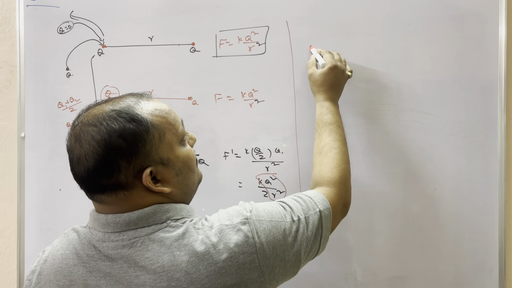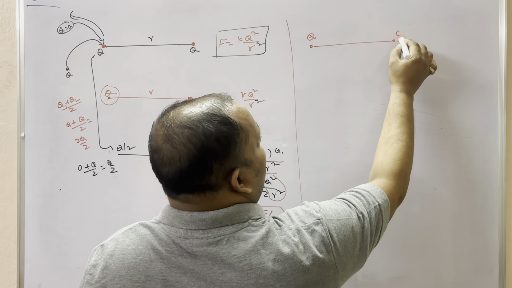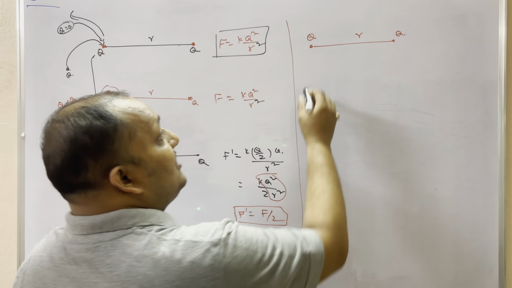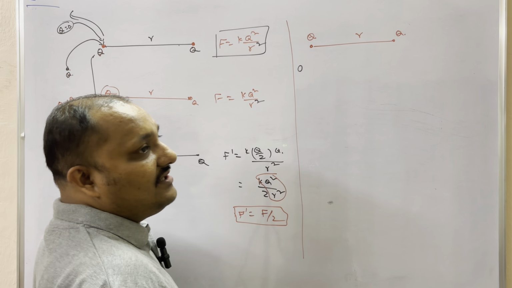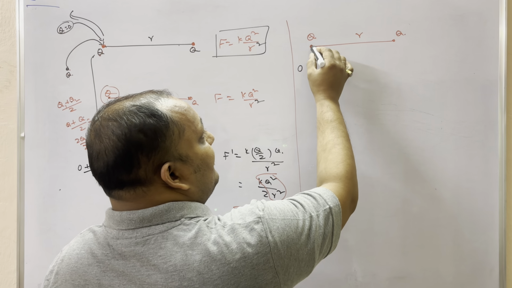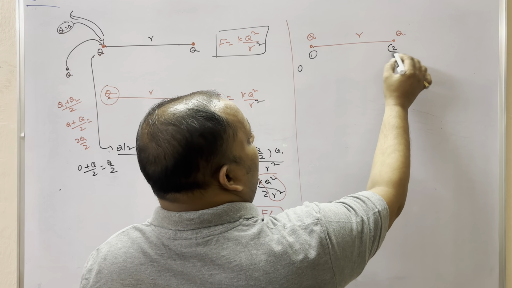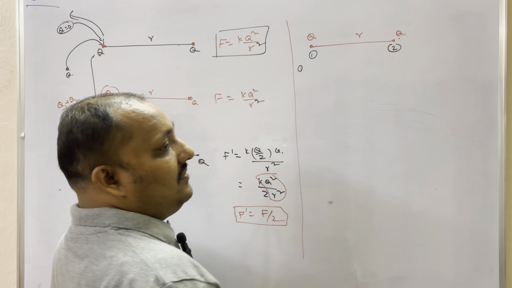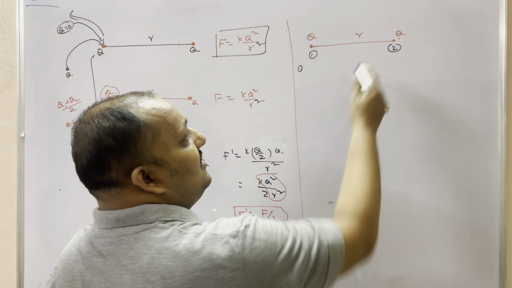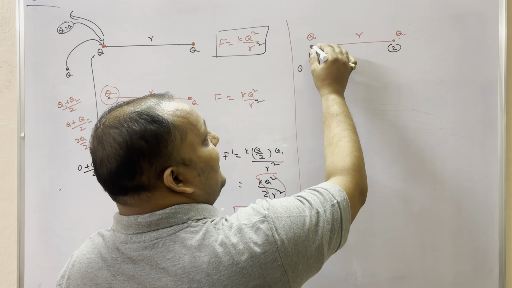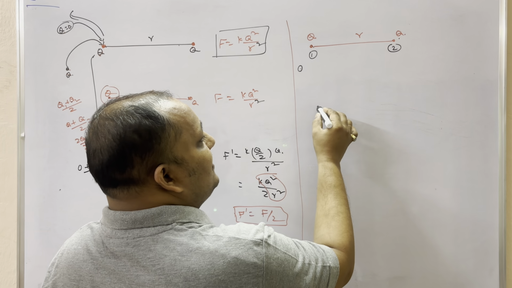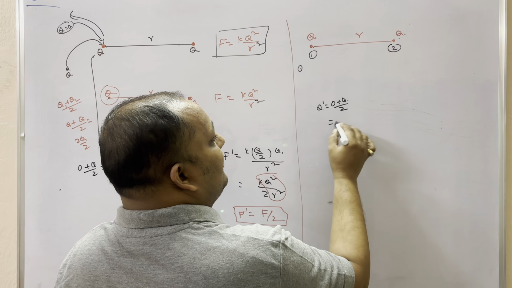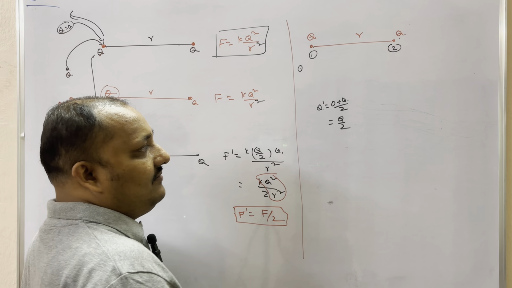Next, same question: two charges with some separation R. Again, I am bringing one uncharged body, meaning its charge is 0. First it is in contact with the first charge. After that, it is in contact with the second charge, and then they remove this uncharged body. Then what is the new force between them? First, when it is in contact with this charge, the new charge Q dash is equal to (0 plus Q) by 2, that is nothing but Q by 2.